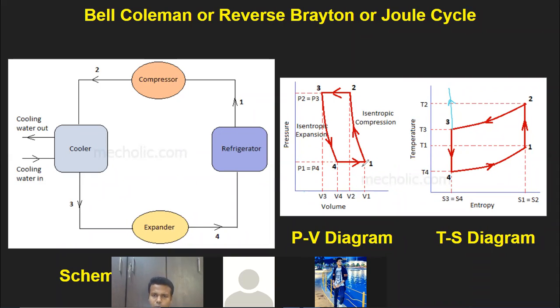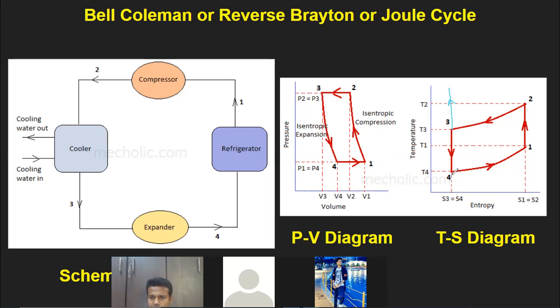As I told you, 4 to 1 is a reverse of 2 to 3. So during 2 to 3 the air gets cooled, and during 4 to 1 the air gets heated. Okay, so 4 to 1, during which the air gets heated, is done at what? It is done at constant pressure.